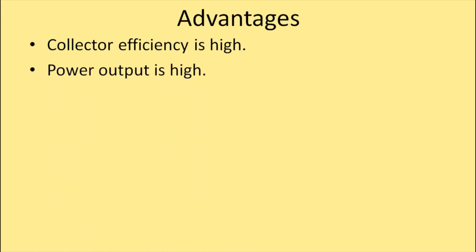Now we will move on to the advantages of this particular circuit. The advantages are, the collector efficiency is very high. Usually this class C amplifier has a high efficiency. Second one is the power output is very high. The modulation is linear. That means it is directly proportional.